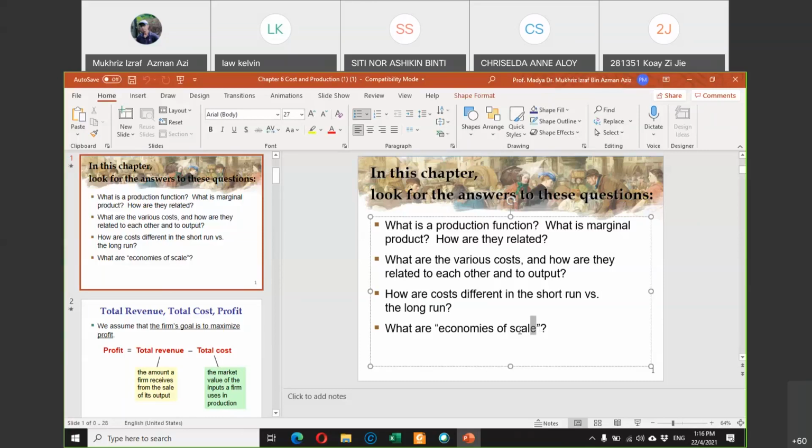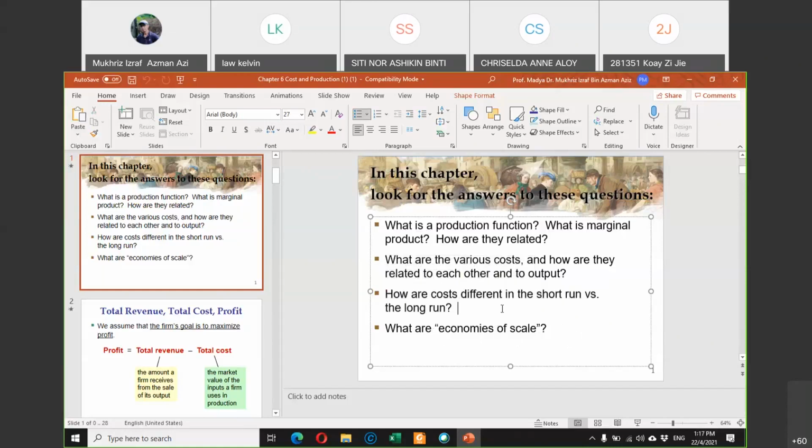The word scale means producing in a large quantity. For example, if you go to Tesco, the big supermarket, compared to a smaller grocery store, you will notice that usually the price of this macro supermarket is cheaper, because they can achieve economies of scale, whereby the increase in output will lead to a lower cost of production. The more they produce, the cost will actually decline. That is basically the idea of economies of scale.